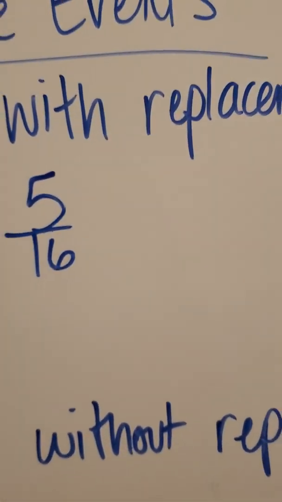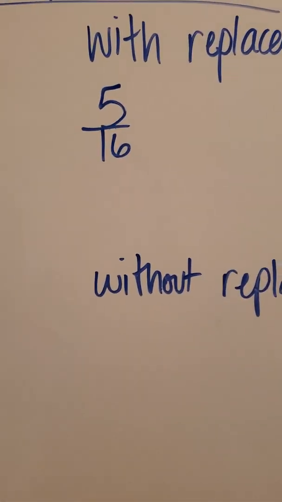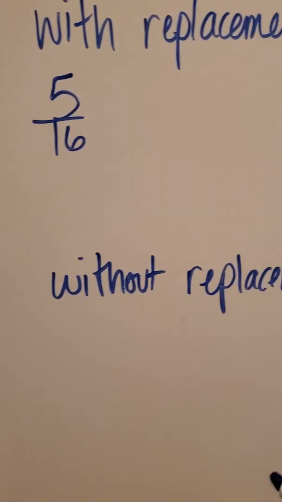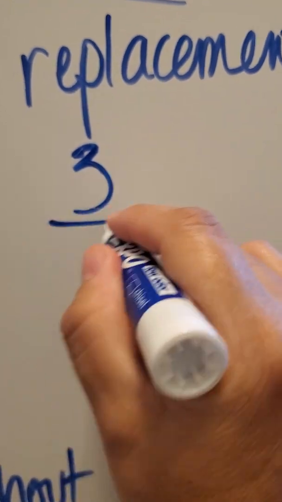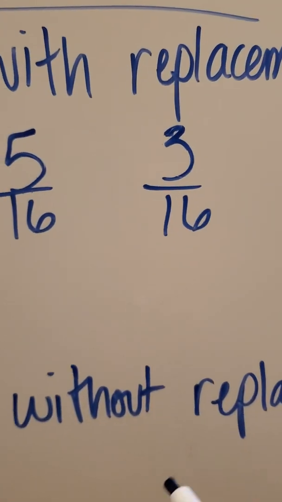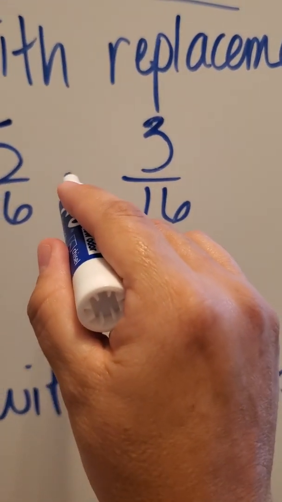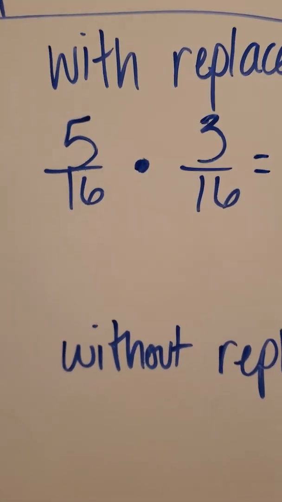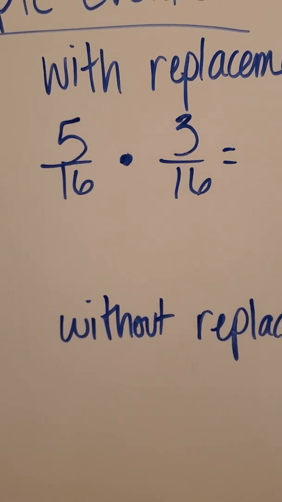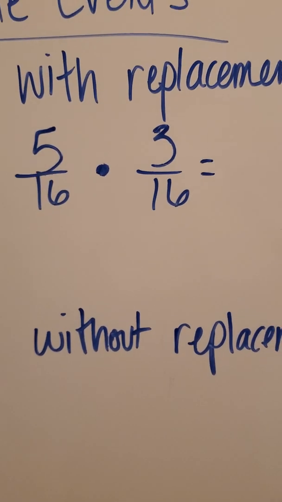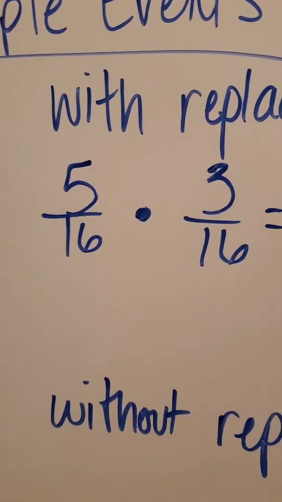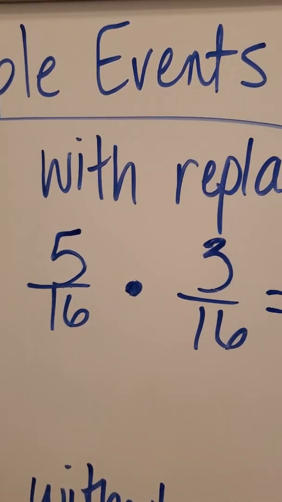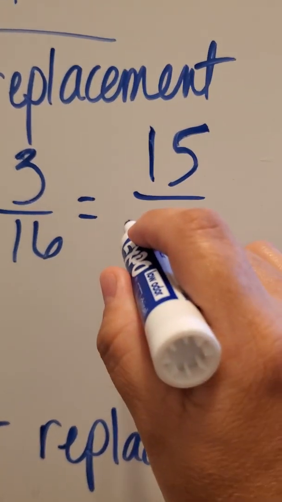Okay, then we're going to replace it. So the number of marbles is not changing. And then we're going to draw red marble. And we said red marble was 3 out of 16. But in these, instead of adding, I'm going to multiply. Okay, when it's multiple events, that's an and, then that's a multiply. So 5 times 3 is 15. And 16 squared is 256.